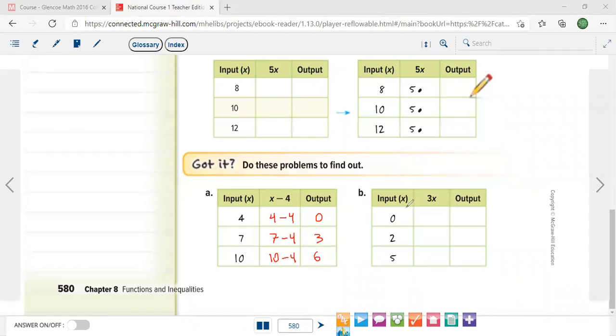The same is happening in this problem. The input may be 0, 2, or 5. The rule is 3x. What does 3x mean? It means 3 multiplied by x. So x one time could be 0, could be 2, could be 5. So I will write it this way. 3 multiplied by 0. 3 multiplied by 2. 3 multiplied by 5. So here it will give you 0. Here it will give you 6. Here it will give you 15.